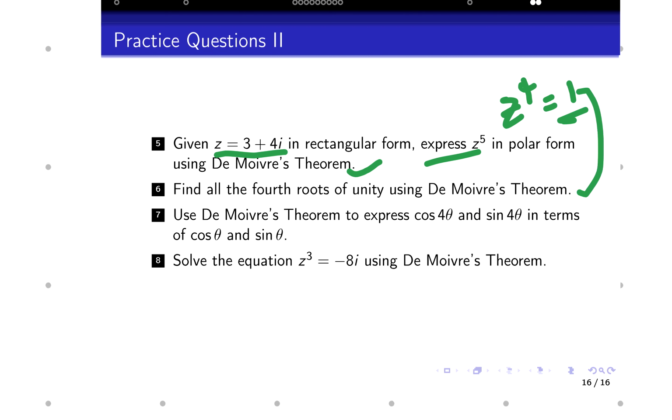Then use De Moivre's theorem to express cos 4 theta and sin 4 theta in terms of cos theta and sin theta. I did something like that for cos 3 theta and sin 3 theta. Then solve the equation z cubed equals minus 8i. So it is like you are looking for the cube root of minus 8i. Maybe 180 degrees may not work here now, because the focus is now sine. What is going to give you minus 1? That's the focus right now.